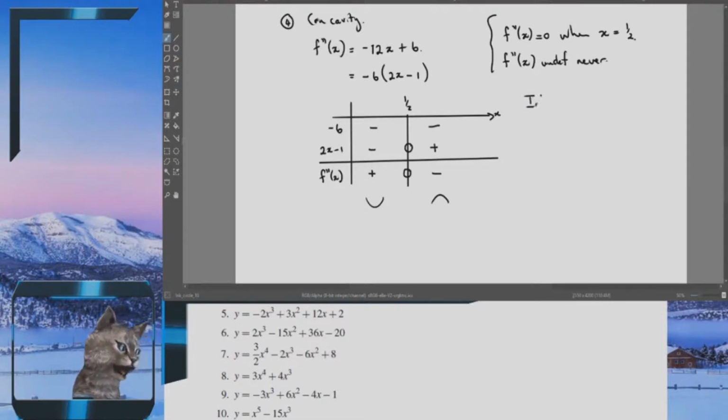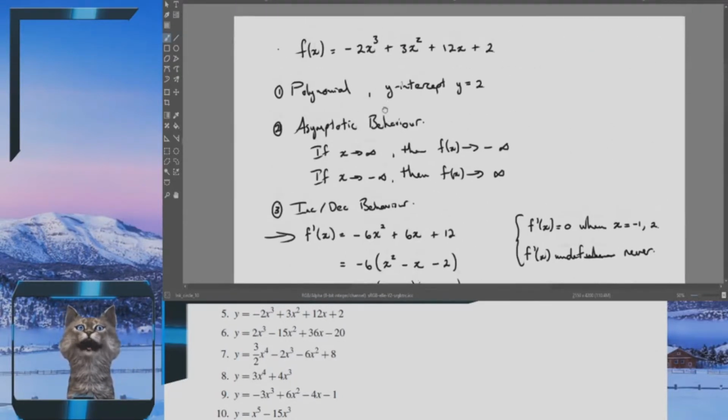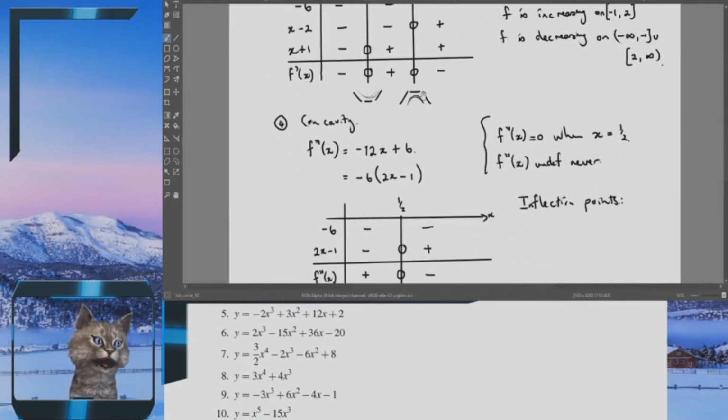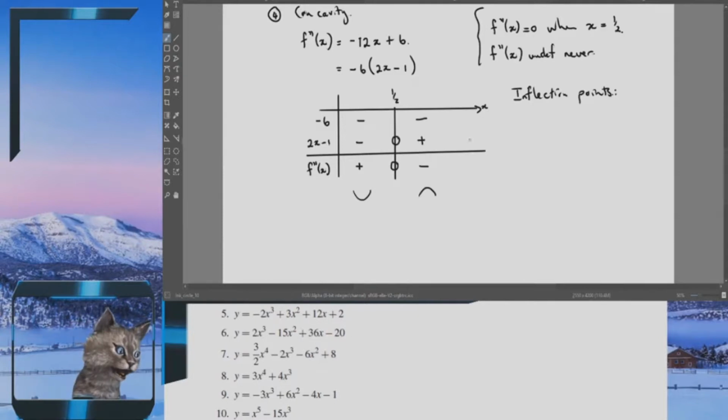What are, if any, my inflection points? Well, for the inflection points, I have 3 criteria. It has to come out of this list up here. It has to be a point on the graph. On my original, because my original is a polynomial, it's defined everywhere, so I do get a y value, and the concavity changes. That is another requirement to be an inflection point. So I just have to find the corresponding y value, and I have my inflection point.